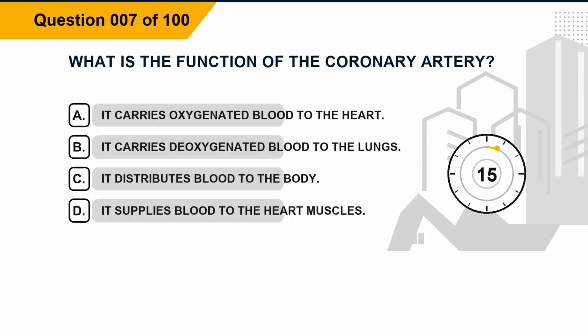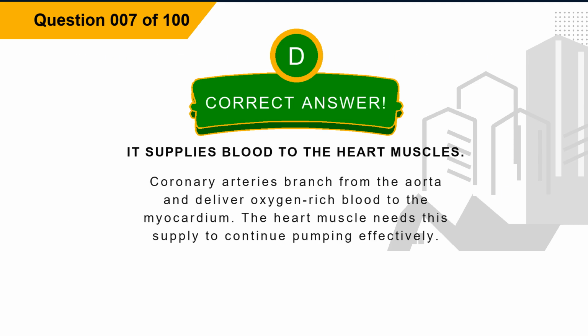Question 7. What is the function of the coronary artery? Option A. It carries oxygenated blood to the heart. Option B. It carries deoxygenated blood to the lungs. Option C. It distributes blood to the body. Option D. It supplies blood to the heart muscles. The correct answer is option D. It supplies blood to the heart muscles. Explanation. Coronary arteries branch from the aorta and deliver oxygen-rich blood to the myocardium. The heart muscle needs this supply to continue pumping effectively.